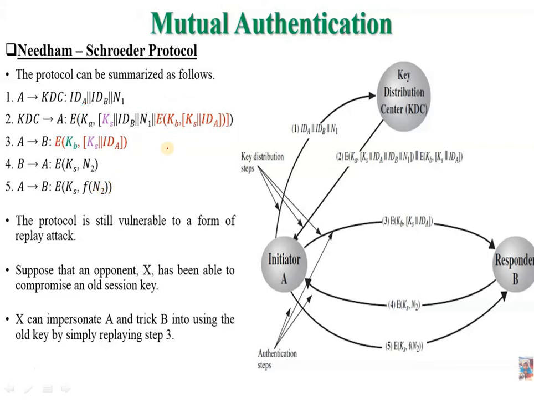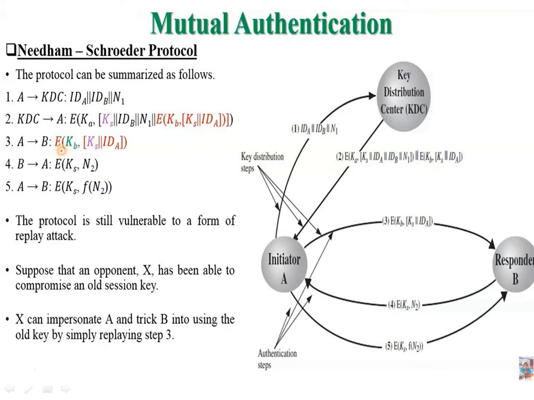Then what will A do? Since it can't decrypt this message, it will be shared to B. You can see here from A to B in the third step what it is sharing: the master key of B, the session key which has been shared by the key distribution center, and then its identity.